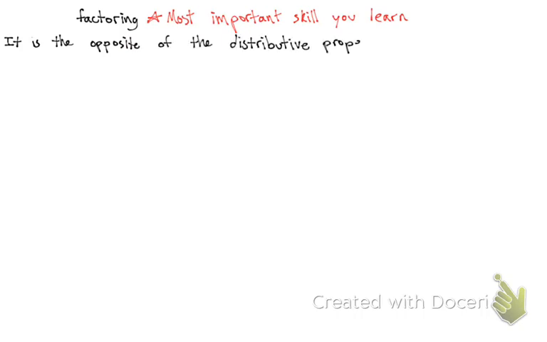So, for example, the distributive property would be something where you have a(b + c). You would take what's on the outside, the multiplication part, and multiply it to the inside. So you would have a distributes to b, and then a also distributes to c. So you have ab + ac.